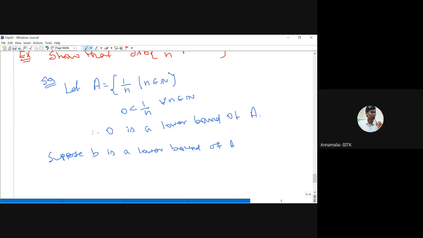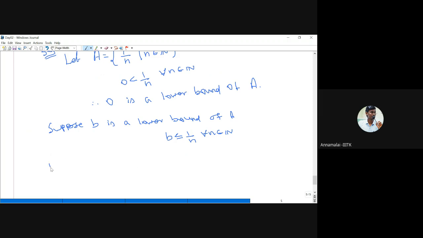Since B is a lower bound, then what can you say about this? So B is less than or equal to 1 by n for all n. By the definition of lower bound, every element of A should be bigger than or equal to B. Now we have to prove that B is less than or equal to 0. It is enough to prove that if we take some other lower bound B, it should be less than or equal to 0. Suppose not. Suppose B is not negative. Then what will we get? B should be strictly greater than 0.